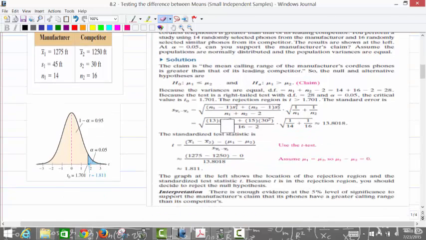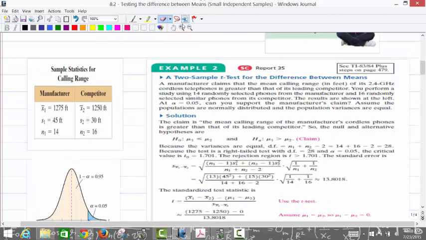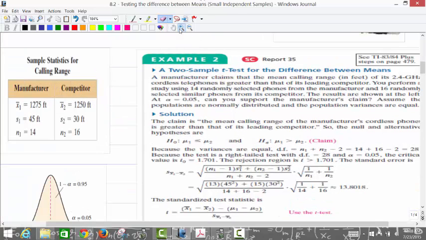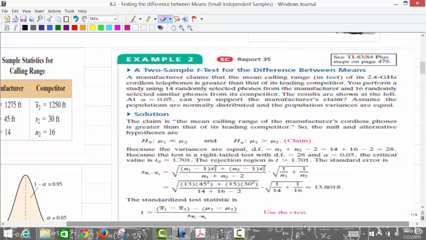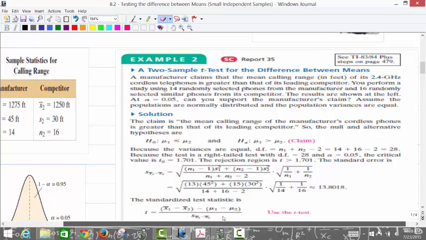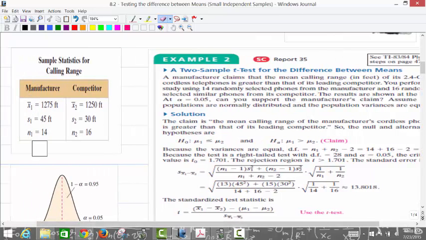All right, well, here's a problem we'll just kind of look at here. Let's see if I got from the book. This has to do with calling range for cordless telephones. And we are saying that the manufacturer claims that its calling range is greater than that of the competitor. So we'll use the data given as the manufacturer being, and it's printed that way too. Same logic we've used with large samples. Whatever we see first, we'll treat as group 1, and whatever we see second, we'll treat as group 2.